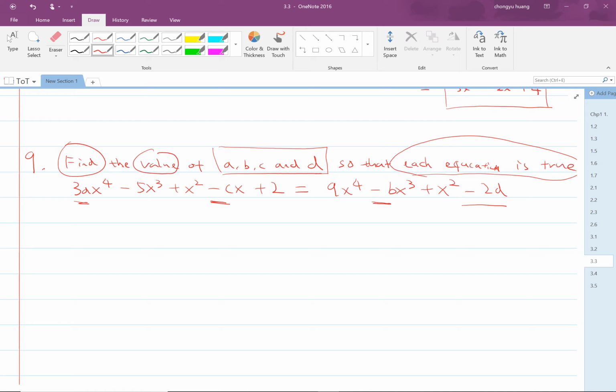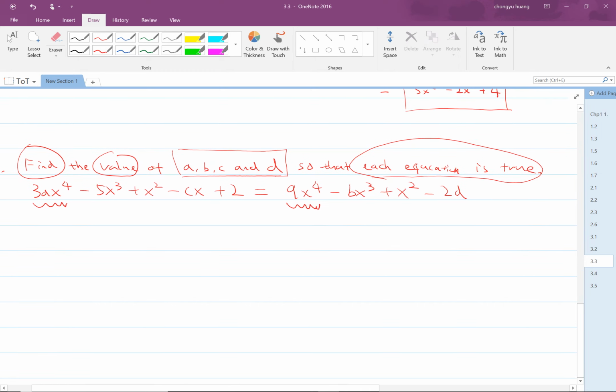First things first, let me erase a little bit, because I already showed those ABCD terms. So now the method we're going to use, making everything easy, is this. As we can see over here, we have a 3a x to the power 4, and on the other side there's a 9x to the power 4.